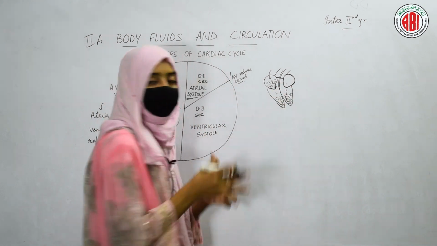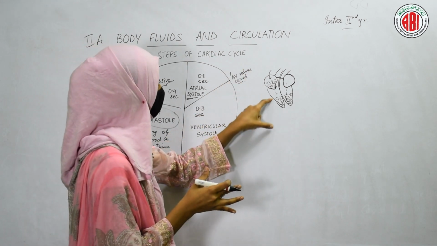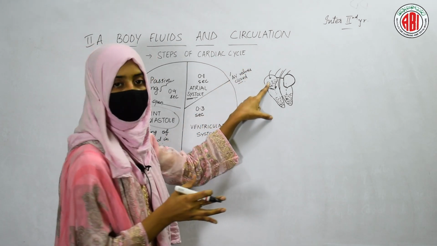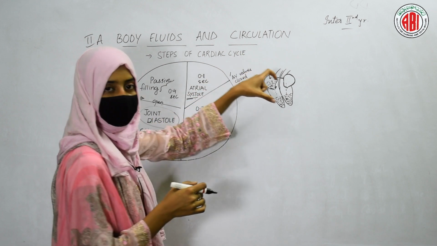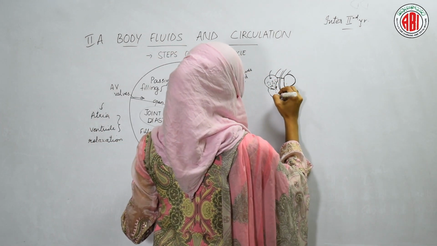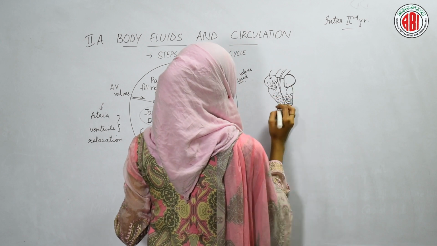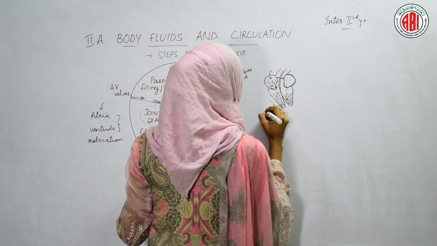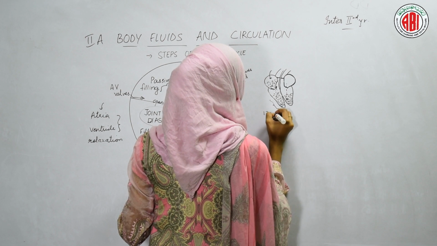Now after some amount of blood enters into the ventricles without any contraction of the atrium, the atrium starts contracting, and due to the contraction of the atrium also some amount of blood is pushed into the ventricles. In this way each ventricle receives 130 ml of blood.